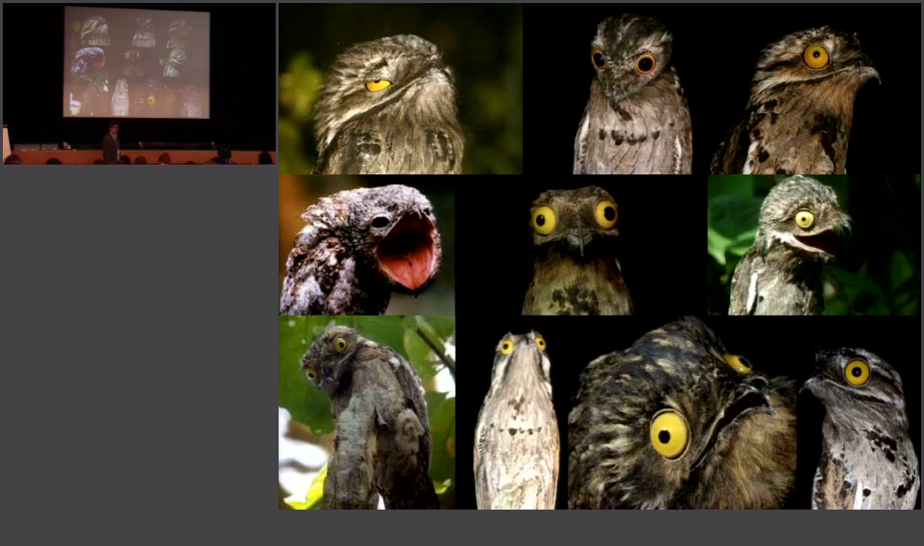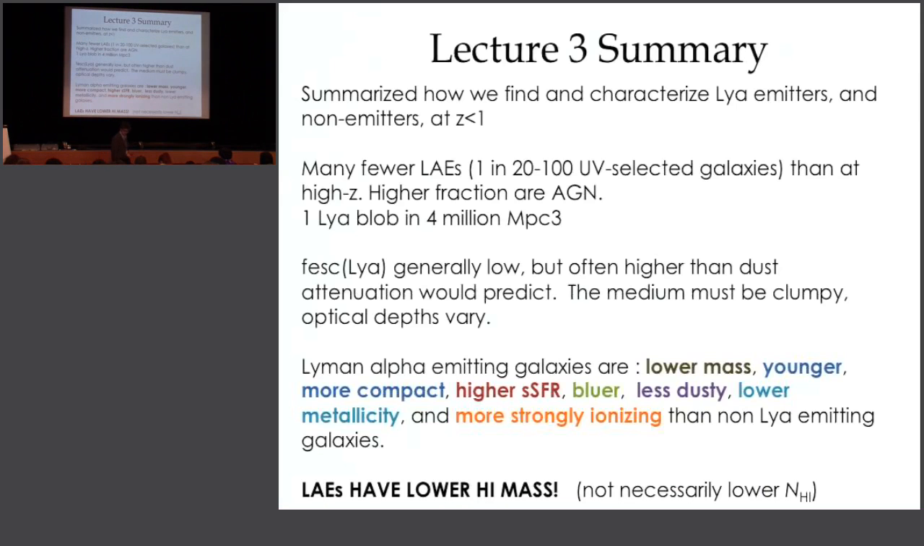Everybody paying attention? Good. So there's the summary of the lecture. We've been discussing how to find galaxies at low redshift with Lyman-alpha, surveys with GALEX and pointed observations with HST. We know that there are many fewer Lyman-alpha emitters at low z than there are at high, sort of 5% instead of 25%. And we know that the Lyman-alpha luminosity density of the universe is really crashing between redshift 2 and 3 now. There's one Lyman-alpha blob in all that space. Escape fraction is generally low, but often higher than dust would allow you to estimate.